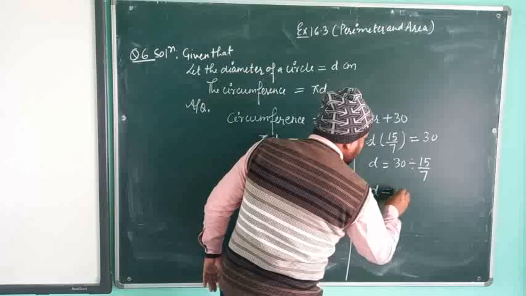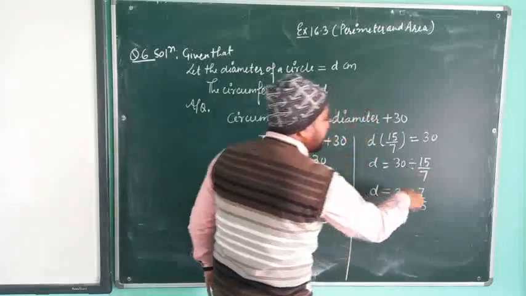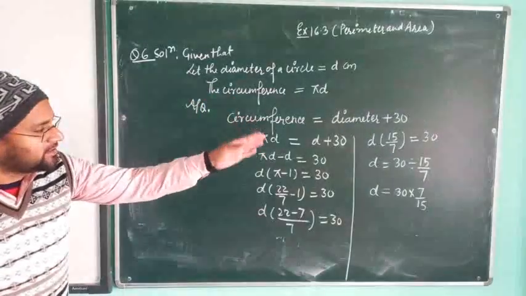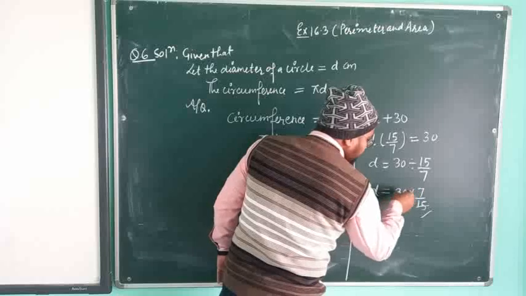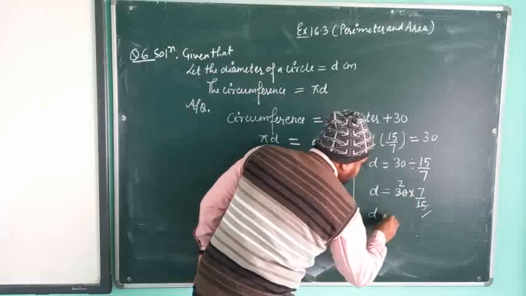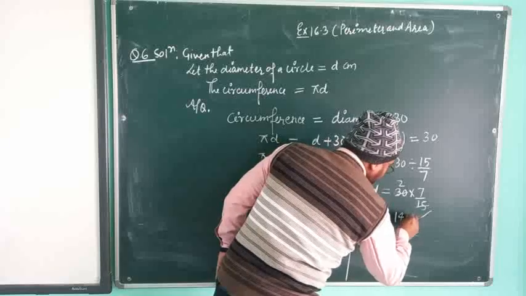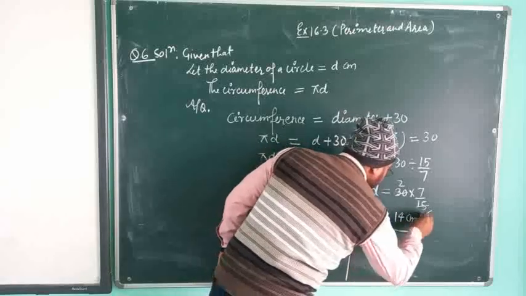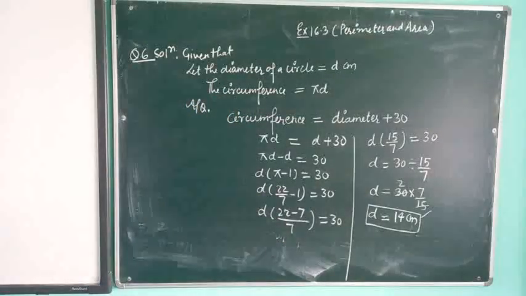Now diameter is equal to 30 into 7. Change into its reciprocal: when division changes into multiplication, the second quantity changes into its reciprocal. 15 1 is 15, 15 2 is 30. So diameter is equal to 14 centimeter. This is the diameter. I am not talking about the radius. This is the diameter. Diameter you will get is 14 centimeter.